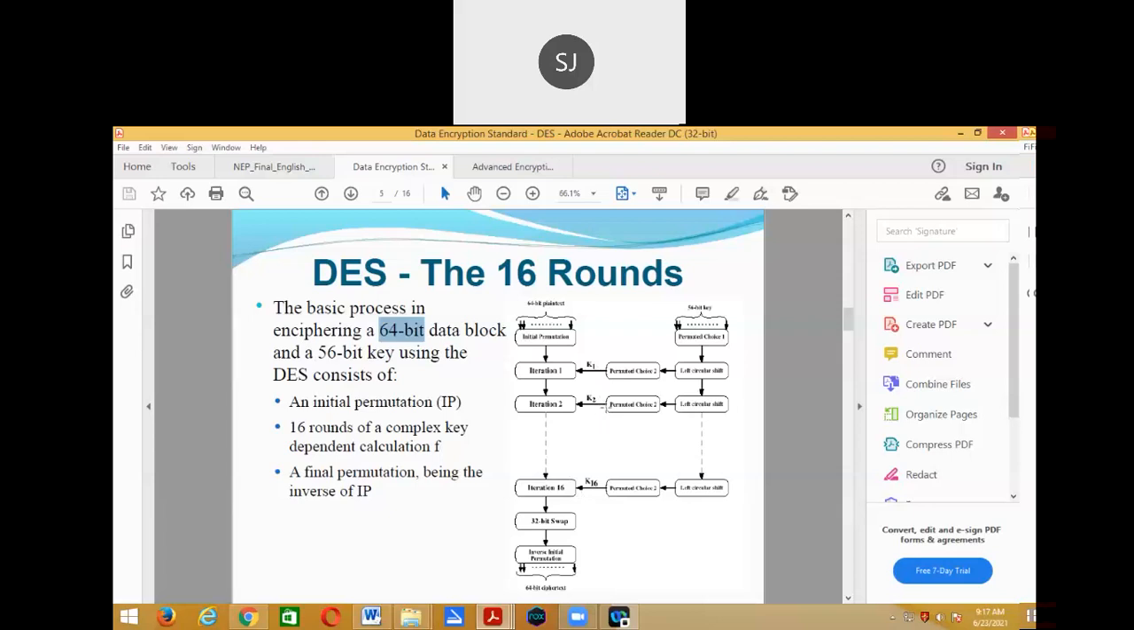The keys are K1, K2, K3, each a 48-bit key. The key applied to each round is a 48-bit key. Please remember, the 56-bit input key is subjected to permutation, then left rotation, then again permutation, meaning changing the bit positions. Out of that, the first 48 bits are taken.